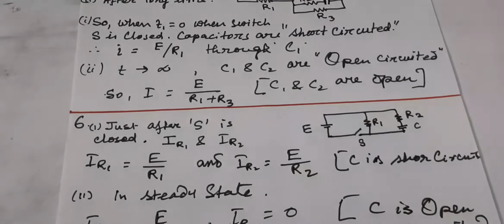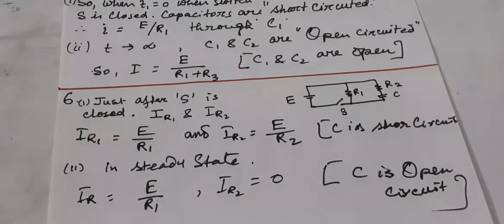Once steady state is reached, current through R2 resistance is not possible, because the capacitor won't allow current flow, so only current through R1 will be available, that is E by R1. R2 will be 0, it will become an open circuit.